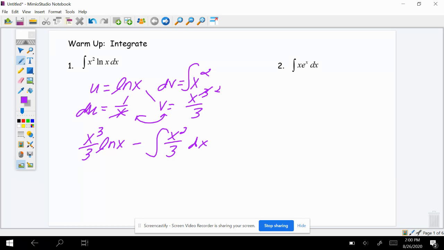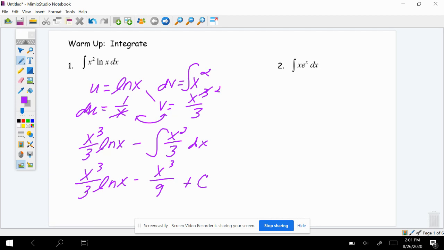The nice thing about natural log showing up in your integral is you'll never have to do this more than once. I just integrate this one with a power rule, so this stays the same, x to the third over 3, natural log of x, minus power 1 greater would be the third power, over 3, it's already over 3, so 3 times 3 is 9, plus c.